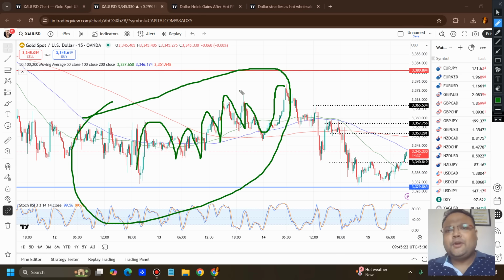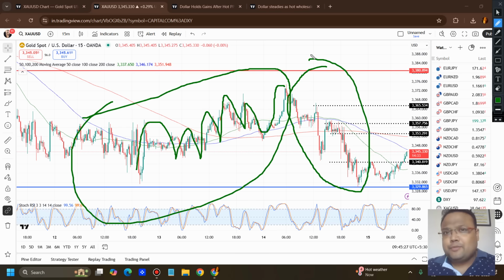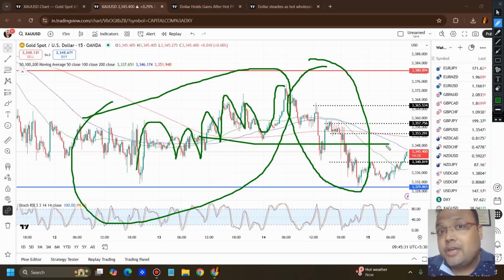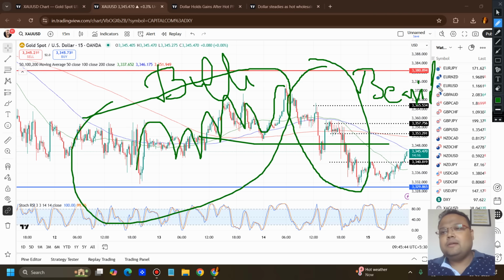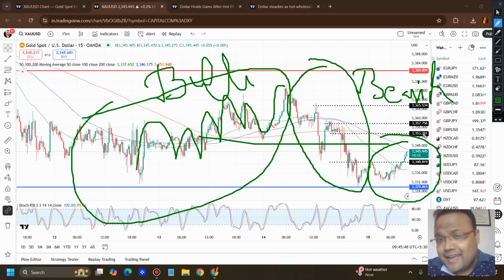Gold was forming higher highs and higher lows. And during the European session, things changed drastically. There was selling pressure on the chart of gold, and the trend and structure of the market changed. During the US session, we saw further selling pressure. Means in the morning, gold was bullish. In the afternoon and evening, gold was bearish. And today we can see that gold is bullish again.